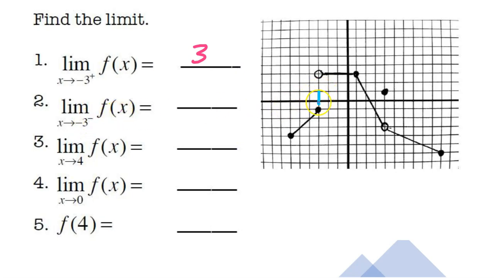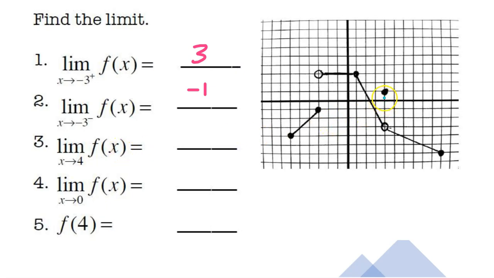Number 2 says the limit as x approaches -3 from the left of f of x. So here's that input value of -3. As we approach this input value from the left, we are approaching an output value of -1. So that is the limit. Number 3 does not have a plus or a minus. So this is the overall two-sided limit as x approaches 4 of f of x.